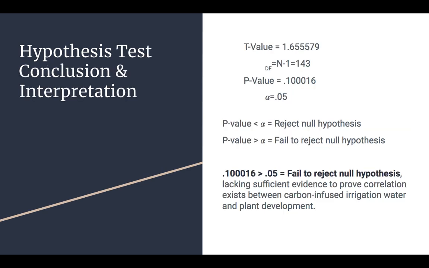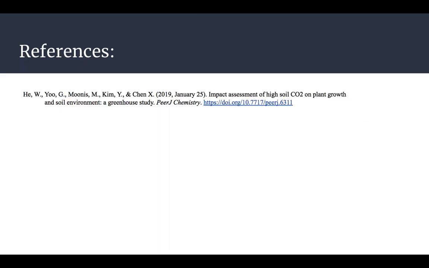So using a significance level of 5% and calculating a p-value of 0.100016, the decision is made to fail to reject the null hypothesis, since there is not enough evidence to support the hypothesized correlation. And my references.